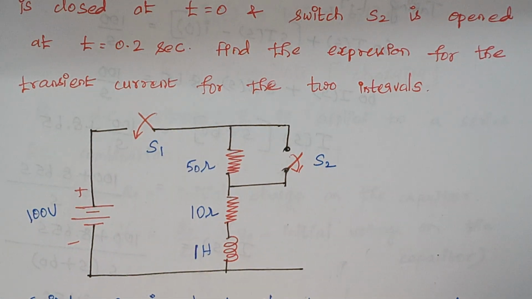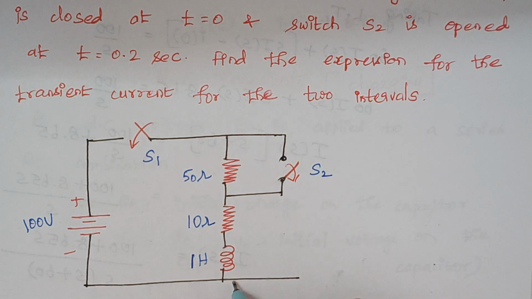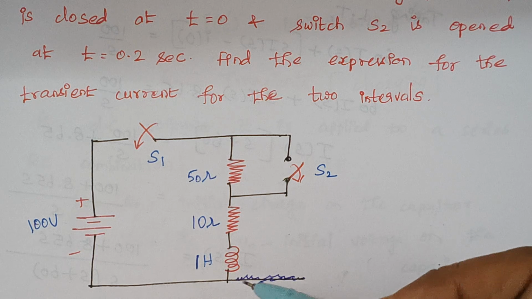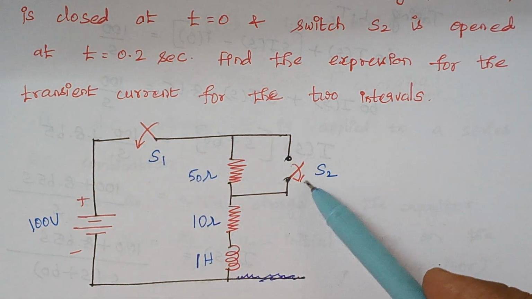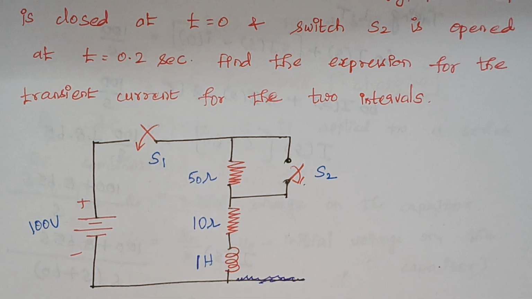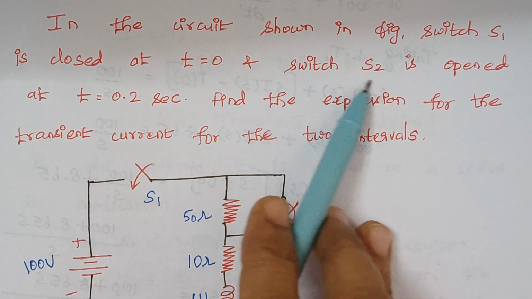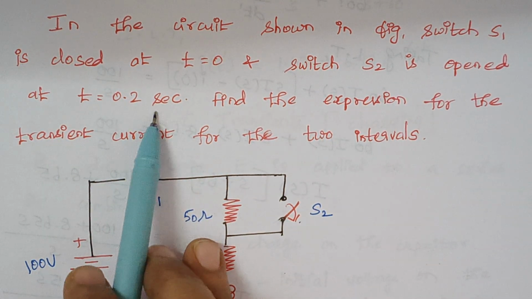So here, this is the given circuit diagram, right? This circuit has two switches, S1 and S2. So what is the case? You see, switch S1 is closed at t equal to 0 and switch S2 is opened at t equal to 0.2 second. What does it mean?